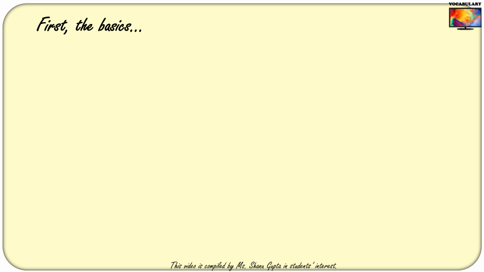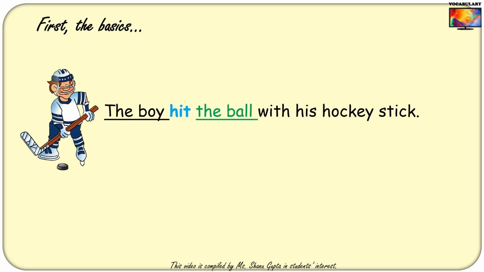To understand this topic, we need to first learn some basic things about sentence structure. Let's take an example sentence, and that is, the boy hit the ball with his hockey stick. In a sentence, we usually have a subject in the beginning. Subject is that entity being talked about or which performs some action. In this sentence, the boy is the subject and he performs the action hit on the object, which is the ball. The word denoting action, hit, is the verb.